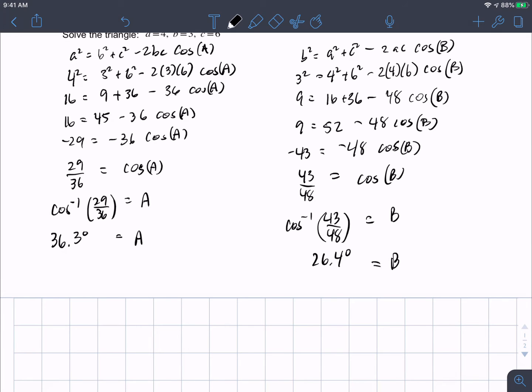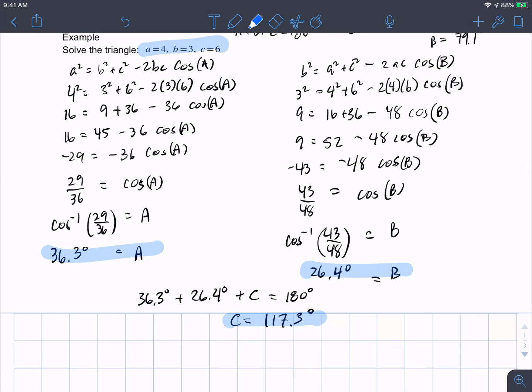And again, the 3 angles must add up to 180 degrees. So 36.3 degrees plus 26.4 degrees plus some angle C is 180 degrees. So C has to be 117 degrees. Sorry, this last one should have been 26.4 degrees, that is my B. I was trying to highlight them. There are my 3 angles, and I have my 3 sides.